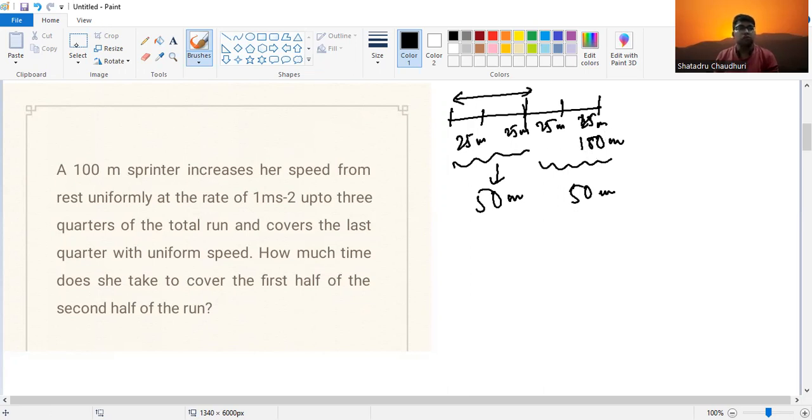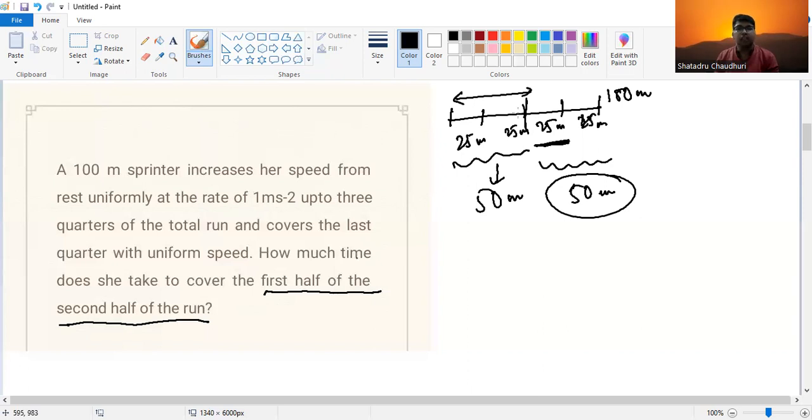Now, if you replace 100 meters first, this one is the second half. Now, the first half of the second half is 25 meters. So when I'm talking about the first half of the second half, when I'm talking about this part, that means actually the particle has traveled 75 meters.